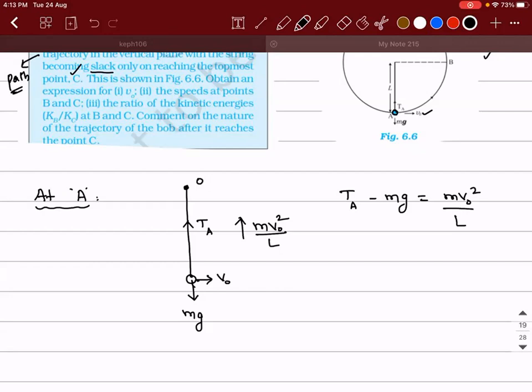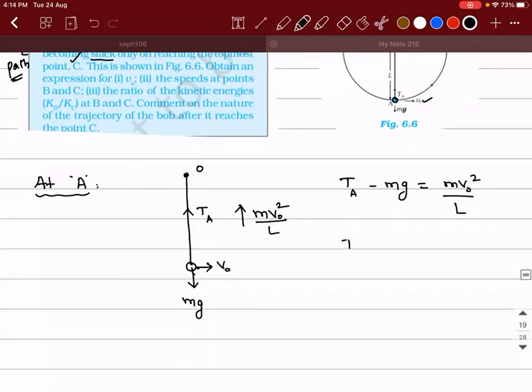Right. So TA minus mg is equal to m into v0 square, the whole divided by L. Now, what is going to be the total energy at point A? If I take this line as the reference, it is the potential energy at point A plus the kinetic energy at point A. The potential energy at point A will be 0.